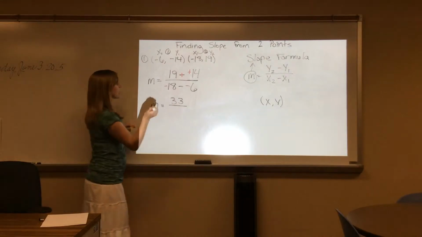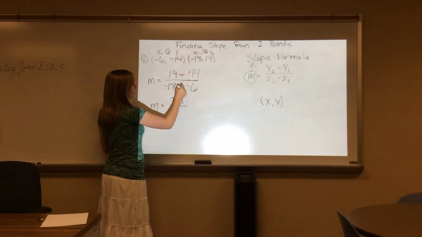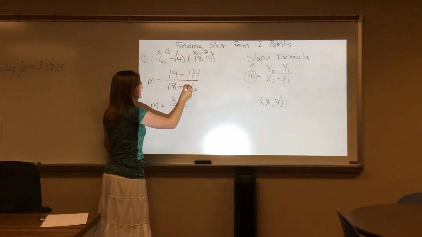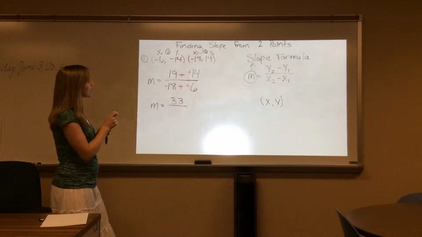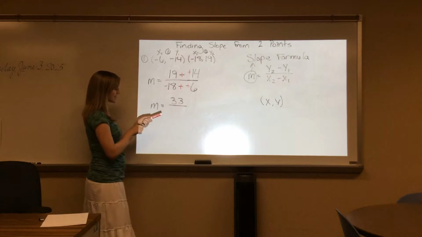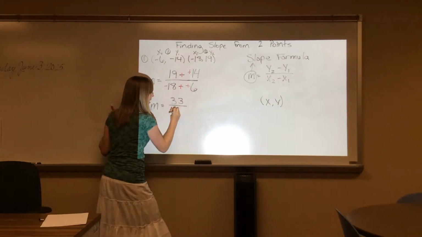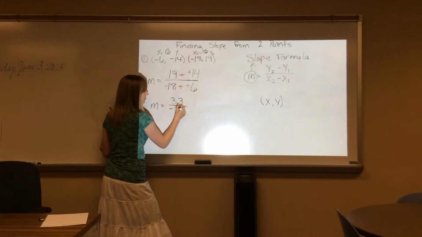For the denominator, I have negative 18 minus negative 6. Change it to addition. And then we change the sign of the second number. So instead of negative 6, it becomes positive 6. So negative 18 plus positive 6, the signs are different, so I subtract. 18 minus 6 is 12. And I keep the sign of the bigger number, so this is negative 12.